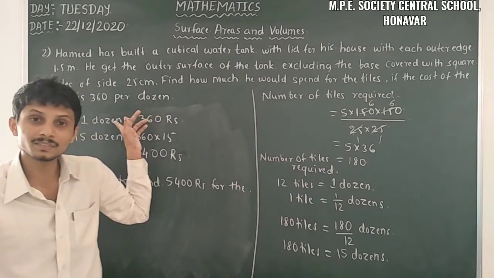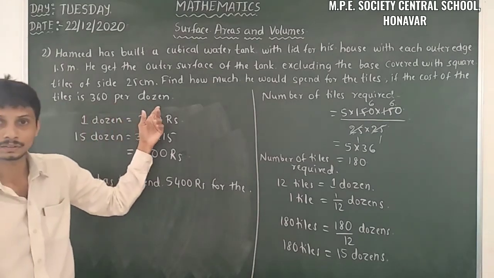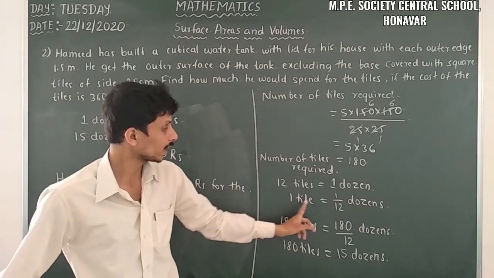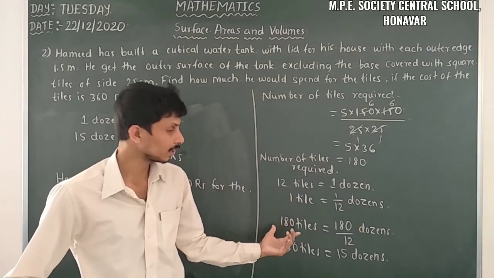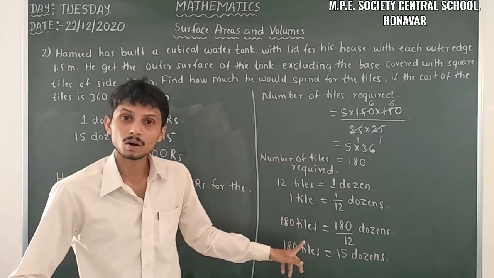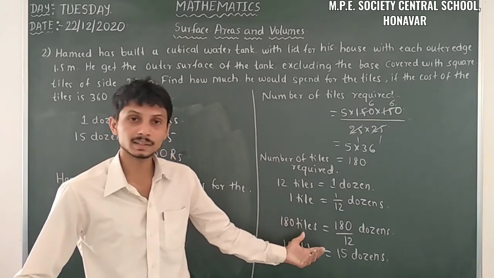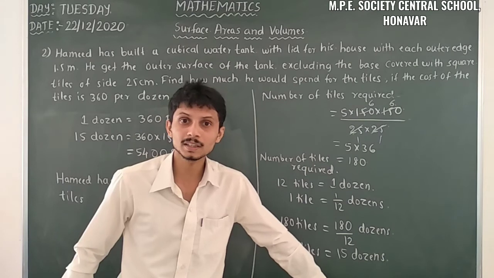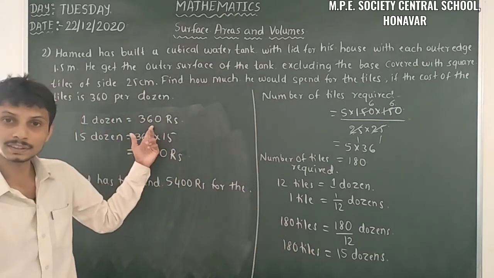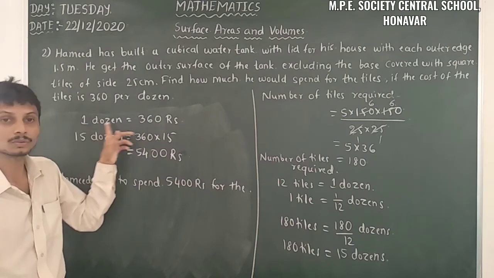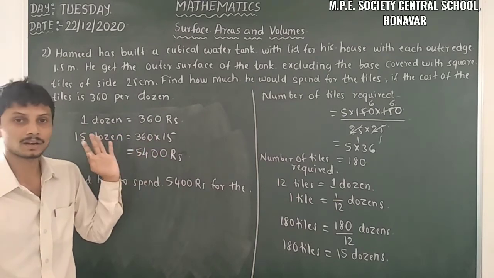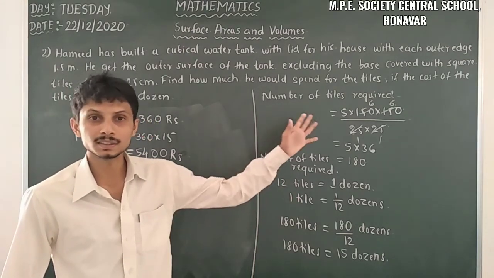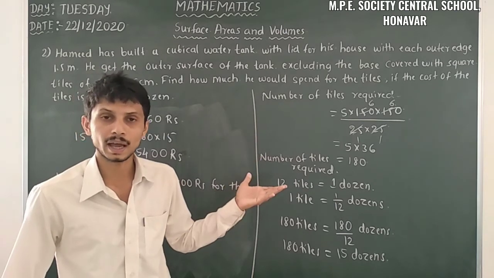Then a confusion arises: it is 360 per dozen. Here dozen means 12 tiles is equal to 1 dozen, so we know that 1 tile is equal to 1 by 12 dozen. That's why we have to find out how many dozens we have for the 180 tiles. We got that value, 15 dozens. Then 1 dozen is equal to 360 rupees, so for 15 dozen we multiply 15 on both sides, and we got the total cost for these 180 tiles.